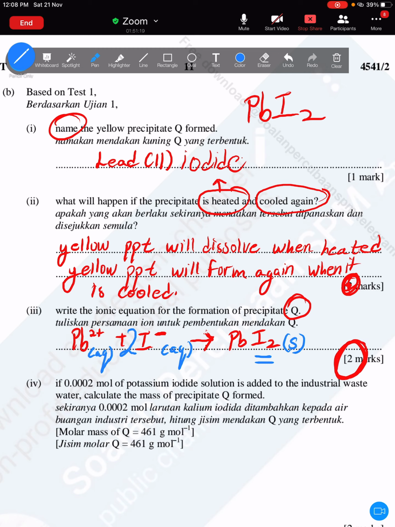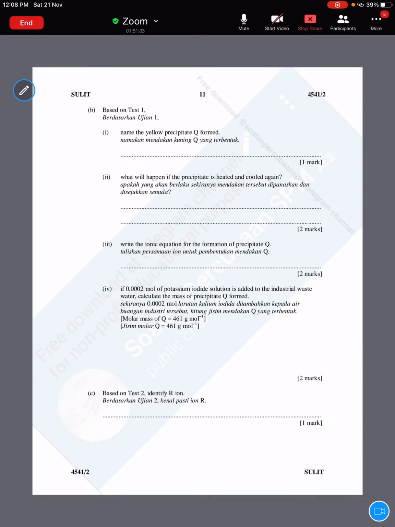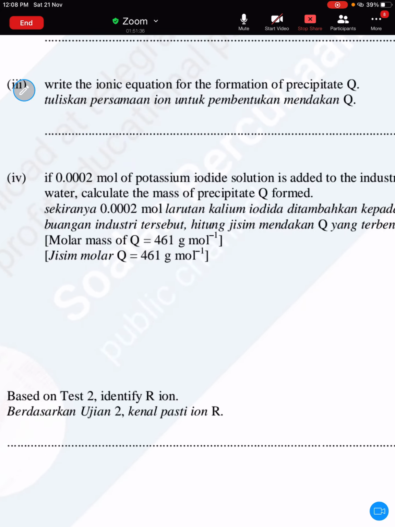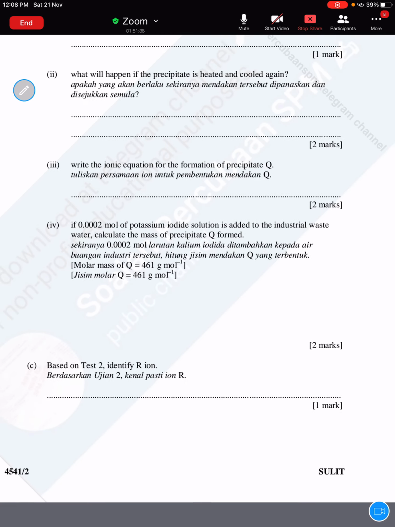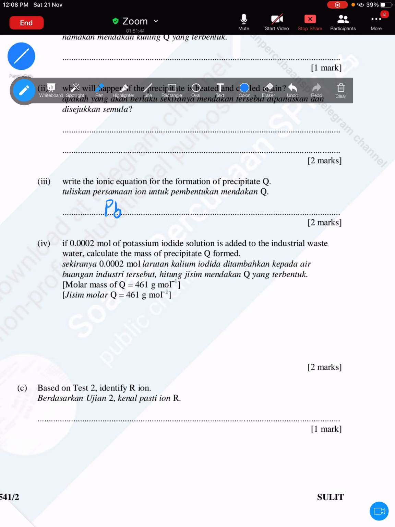Okay. If there is no question, let's look at the next one. Sapana, screen capture, you can do it now. Done. And we move on. Okay, this one again. Pb2+ plus 2I-, and PbI2. Solid, aqueous, and aqueous.